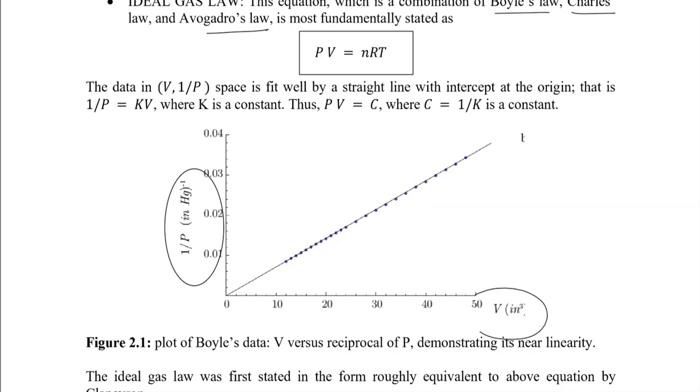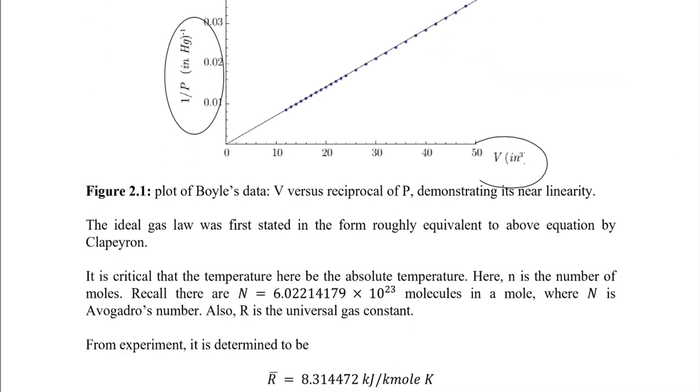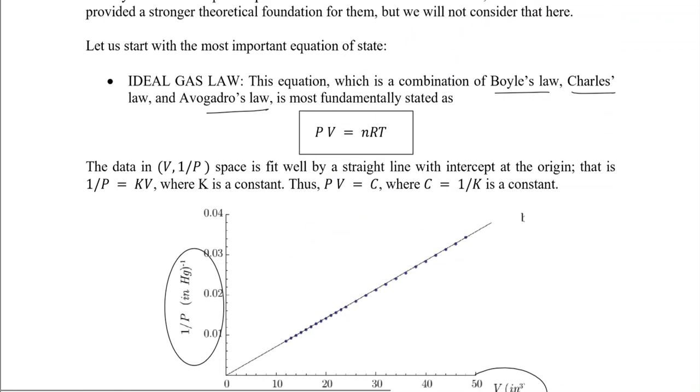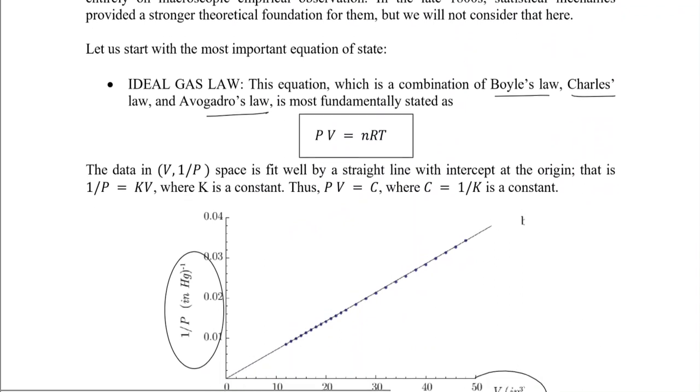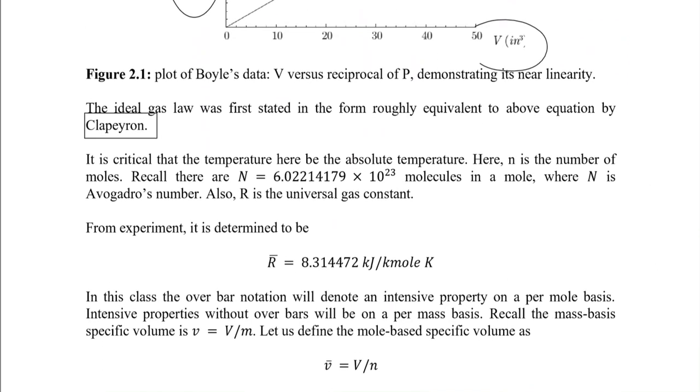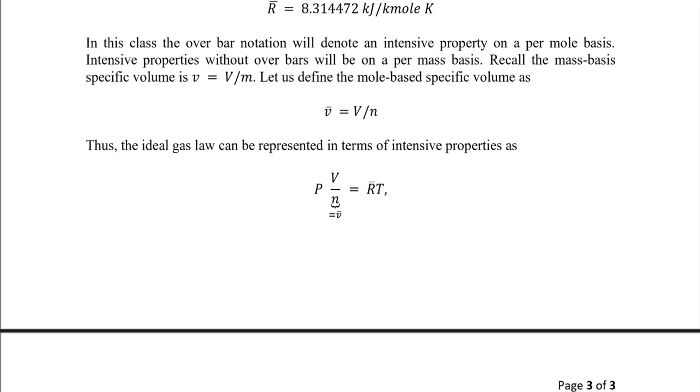The ideal gas law was first stated in a form roughly equivalent to the above equation by Clapeyron. Avogadro's number is there, and the universal gas constant is there. The above law is based on PV = nRT, where R is the universal gas constant. If I write the n over here, then P times V per mole equals RT. The bar shows that it is volume per unit mole, and R is in units per kilomole.